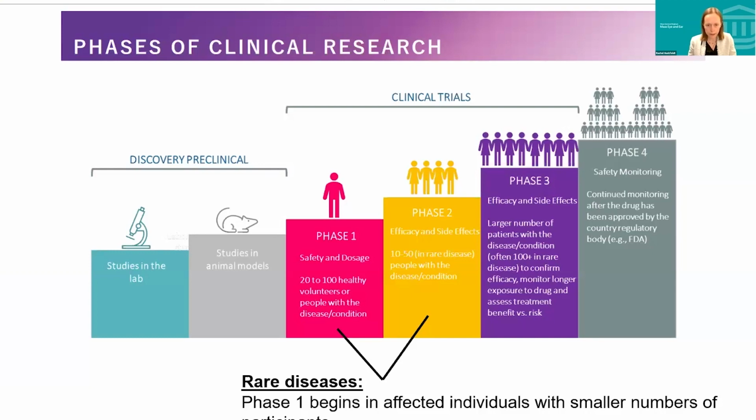The reality for rare diseases like IRDs is that phase 1 and 2 often get lumped together. So the very first in-human efforts to test some of these drugs are being done in people with the condition in question.